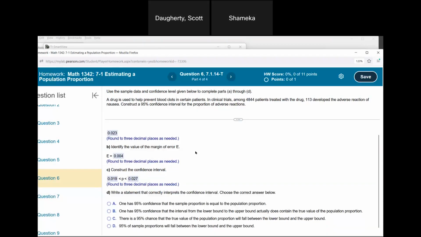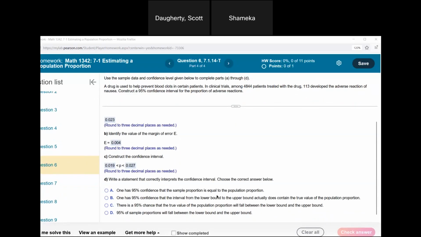Okay, so that's kind of how you work these out. And then the final thing here, part D, is interpreting it correctly. So you would say, which one is it?